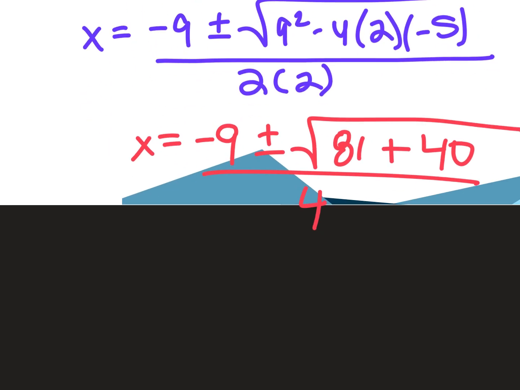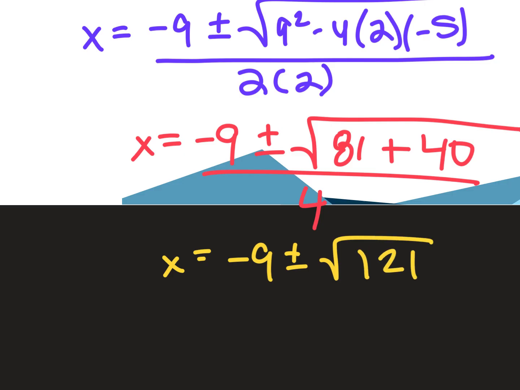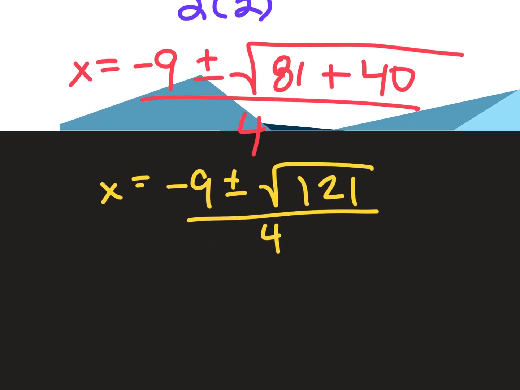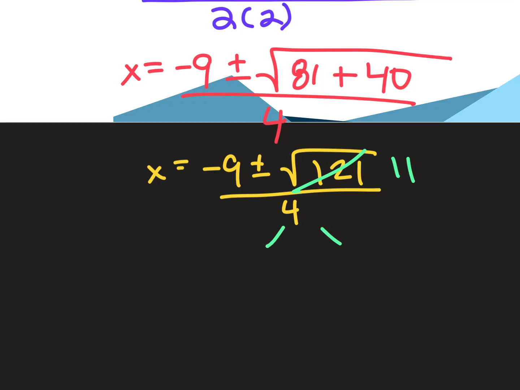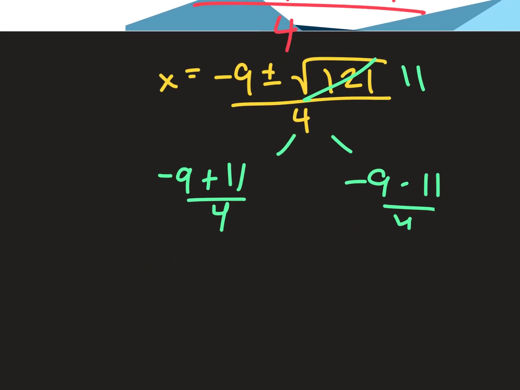All right, keep simplifying. -9 plus or minus. What is 81 plus 40? 121 over 4. Does anybody know anything about 121? It is a perfect square. What's the square root of 121? 11. So what does that mean about my answer? Am I going to have any crazy radicals in it? No. It just means I have two answers. I'm going to simplify fractions. I have -9 plus 11 over 4, and here I have -9 minus 11 over 4.